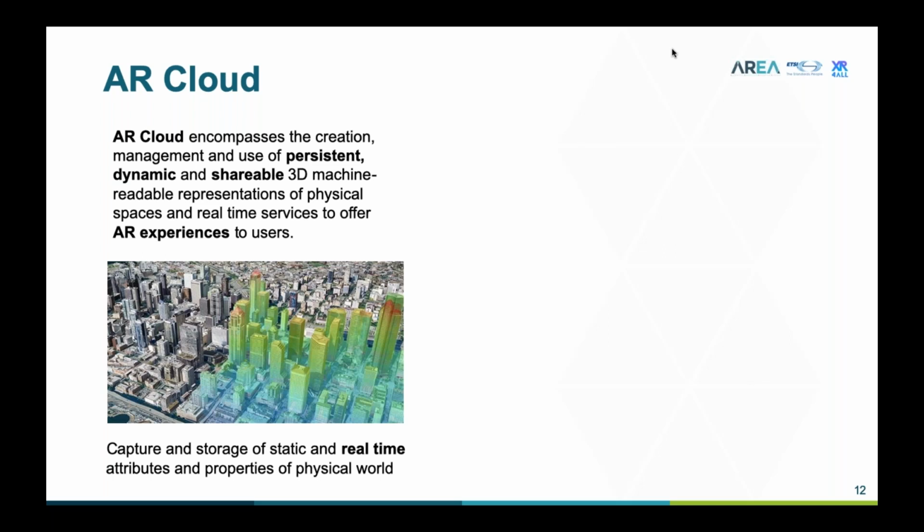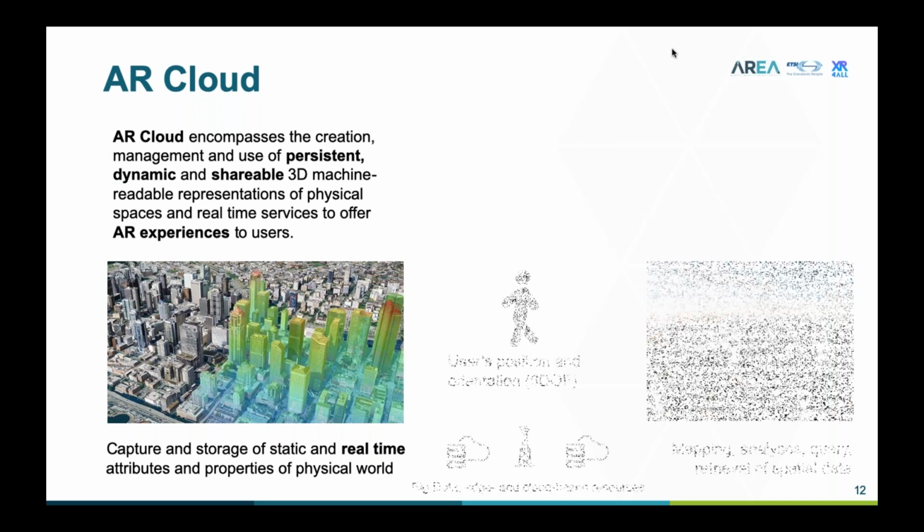In this picture, it shows how there's the real world, and the attributes and properties of that physical world are captured and stored in a digital version. Many different 3D data types and models can be used to capture the real world.